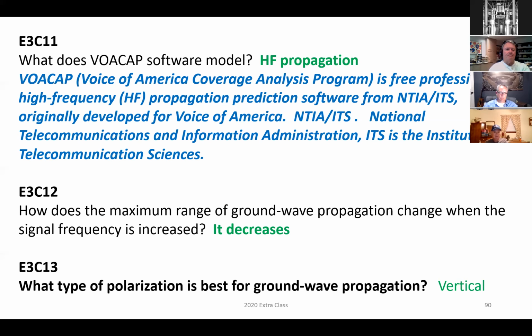E3C12. How does the maximum range of ground wave propagation change when the signal frequency is increased? And it's going to decrease. E3C13. What type of polarization is best for ground wave propagation? And that's going to be vertical.